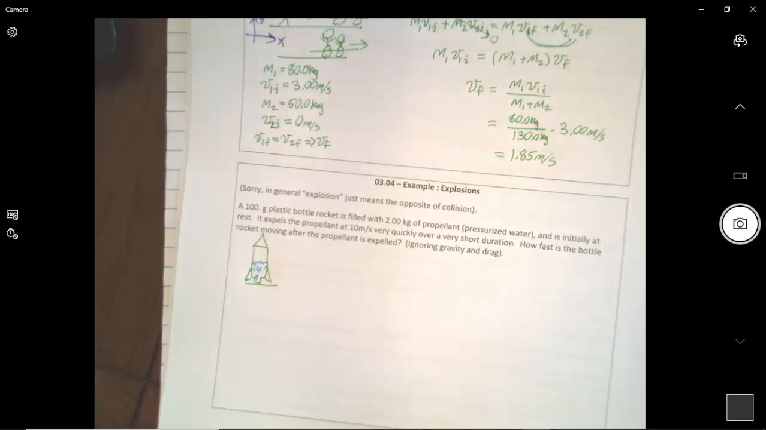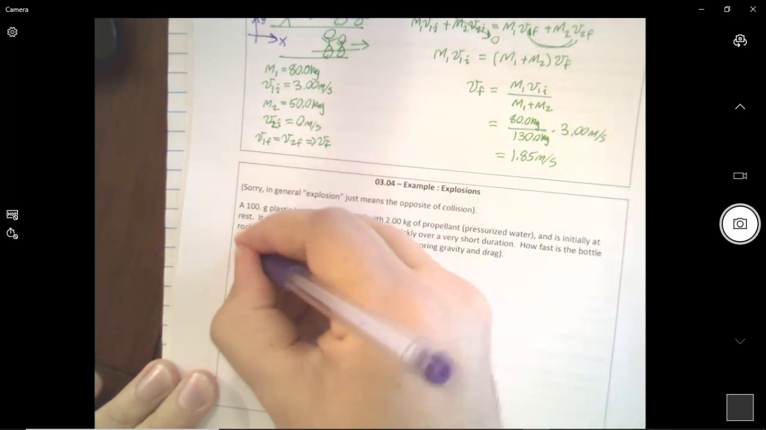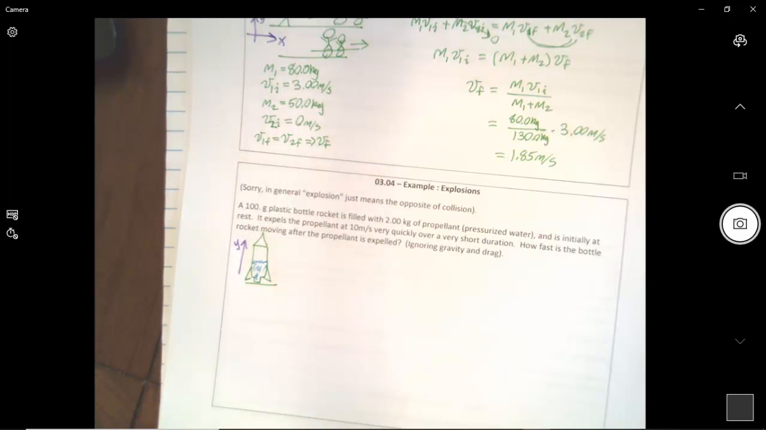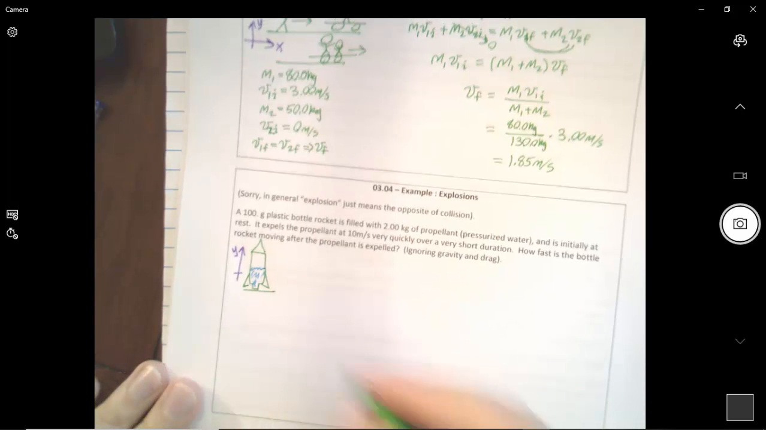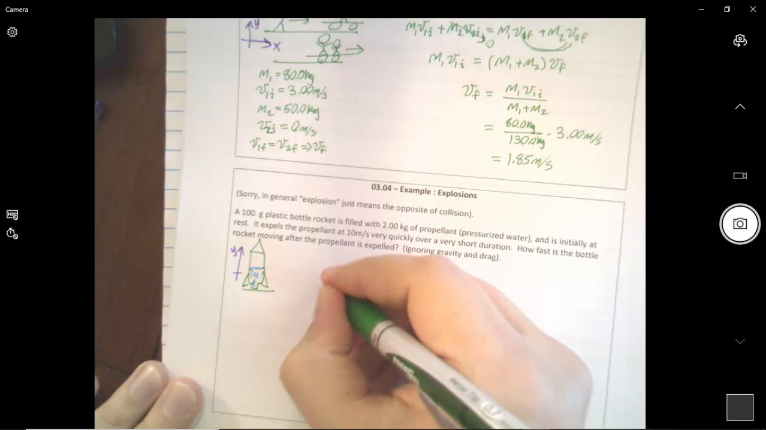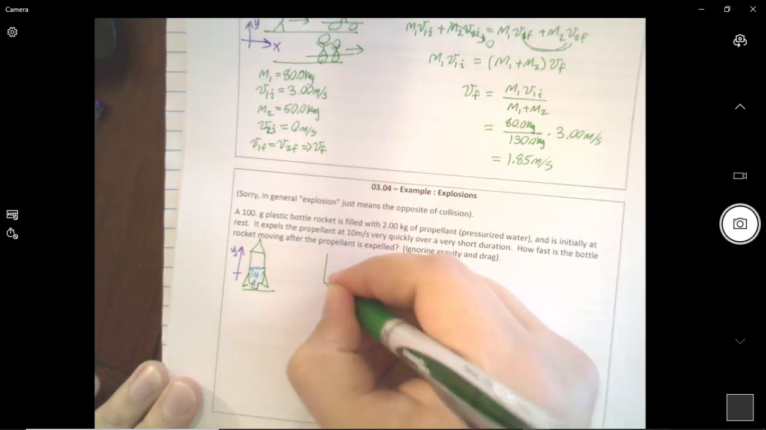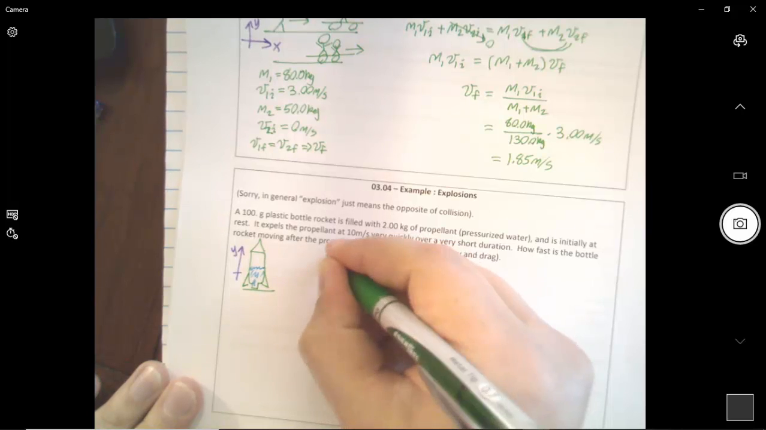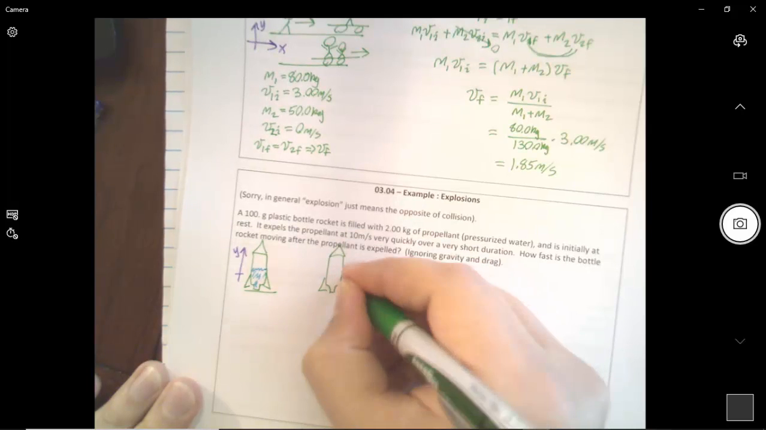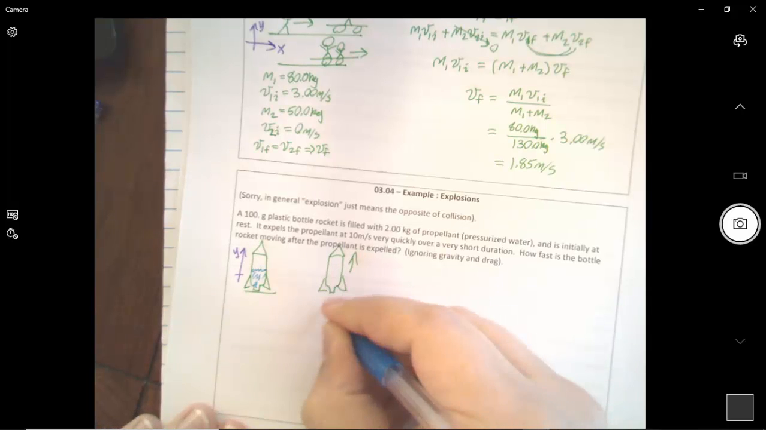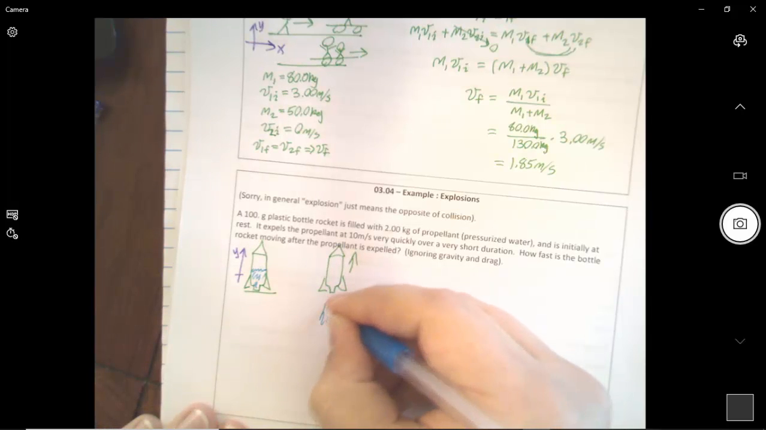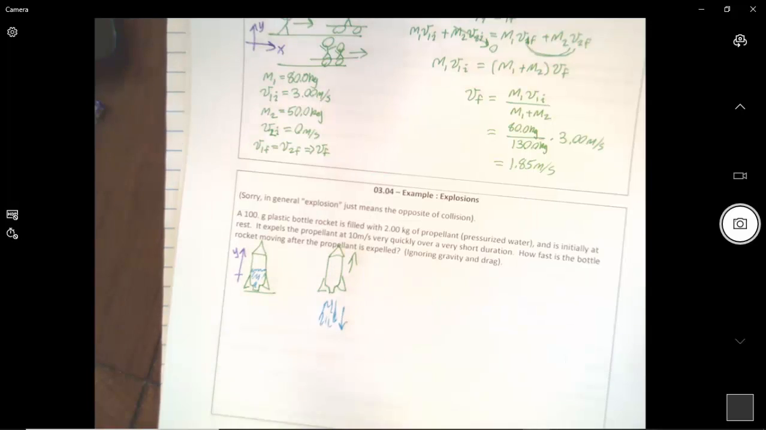And remember that we have to define our coordinate system. So we're going to say up is the positive y direction. And this is going to be our before, and our after is going to be the bottle is going to be flying upward, zoom, and the water is going to be flying downward, zoom.